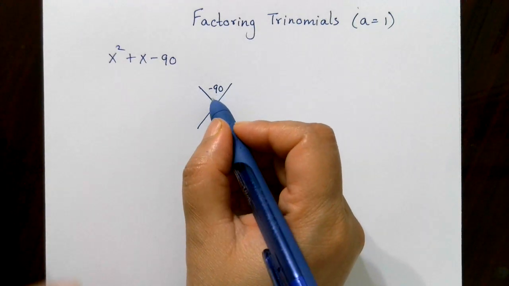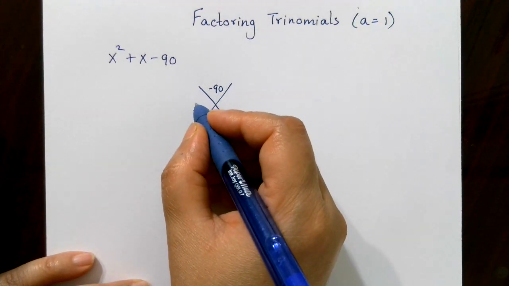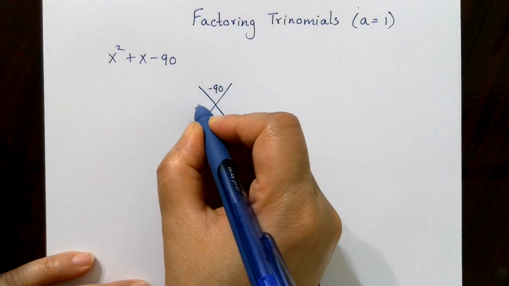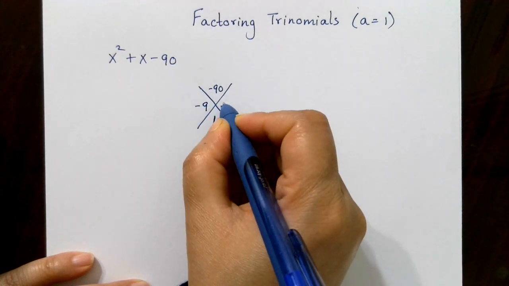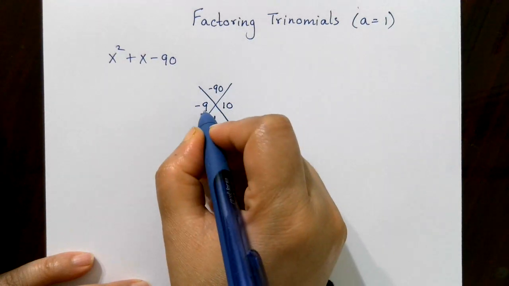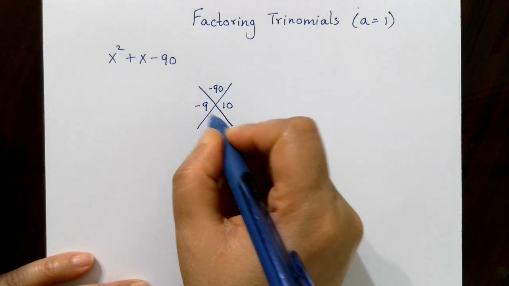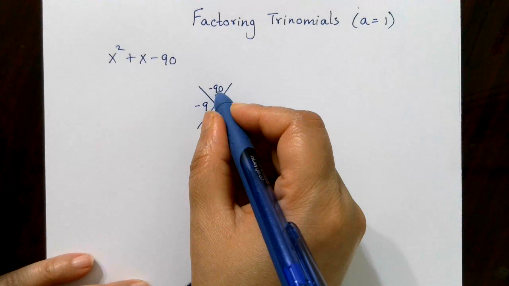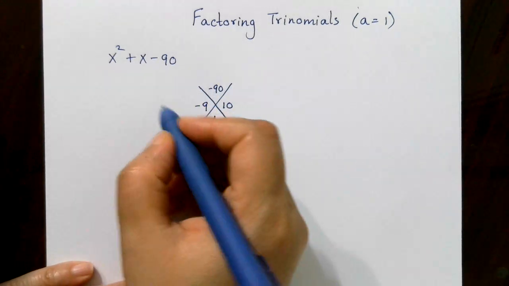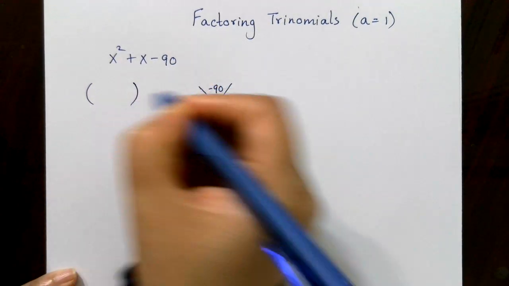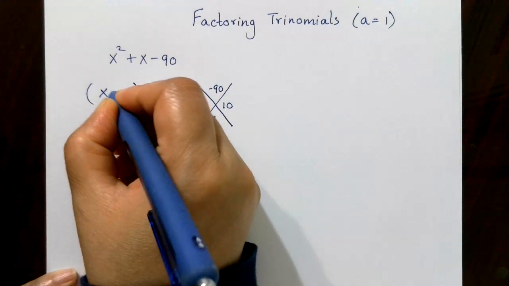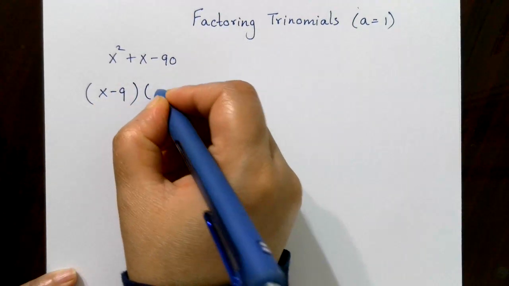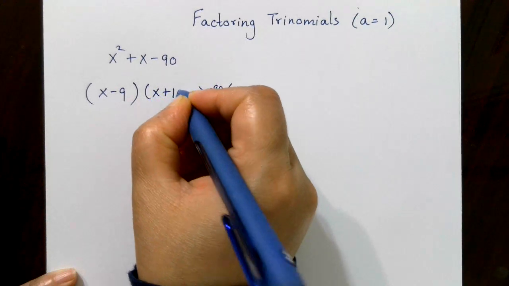So the factors of negative 90 are negative 9 and 10. Now, if you add them, you get a 1. If you multiply them, you get a negative 90. Now, here are the factors: x minus 9 and x plus 10.